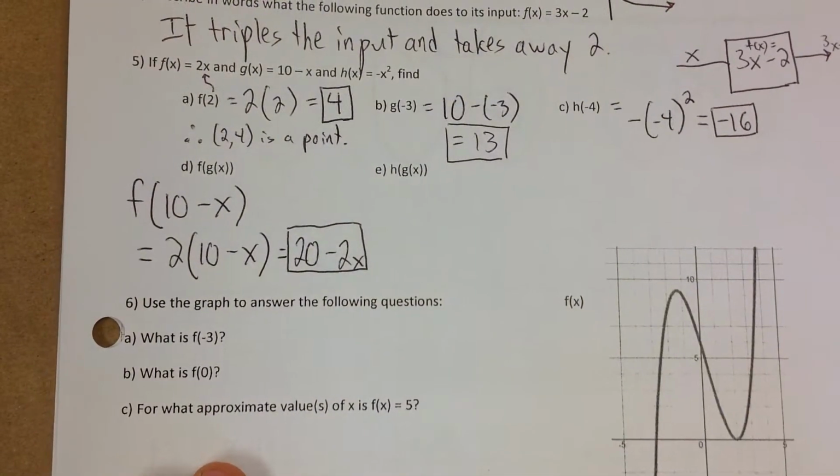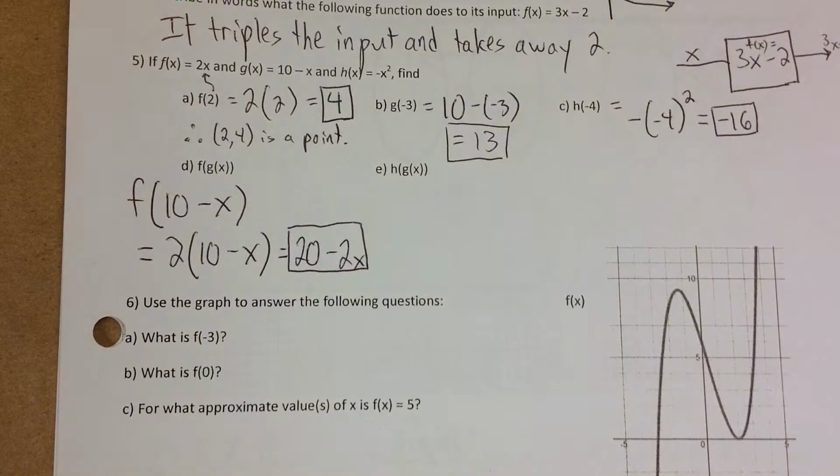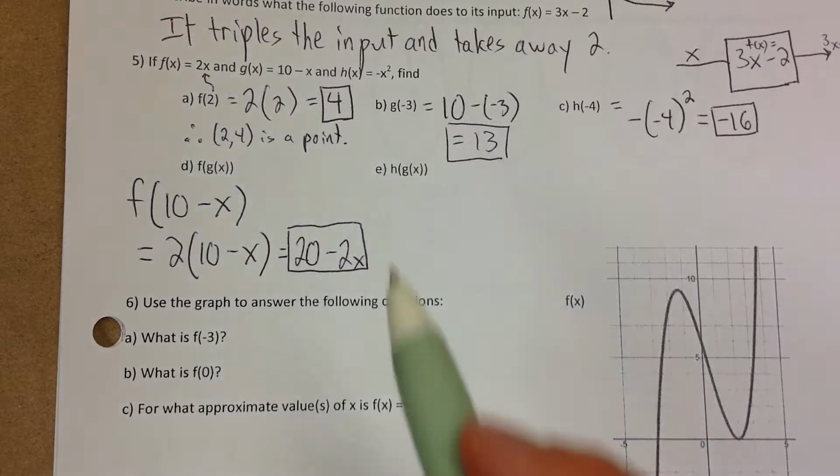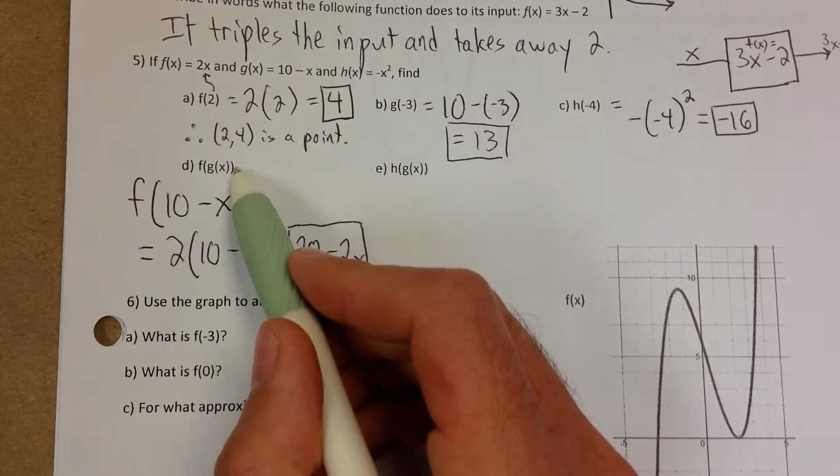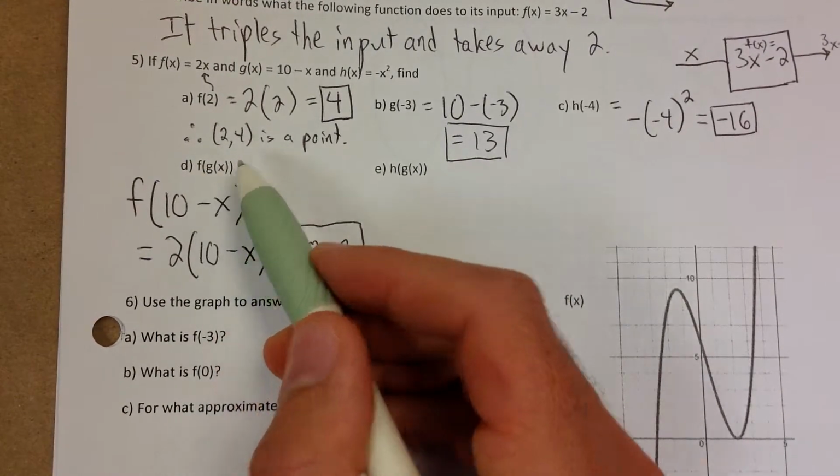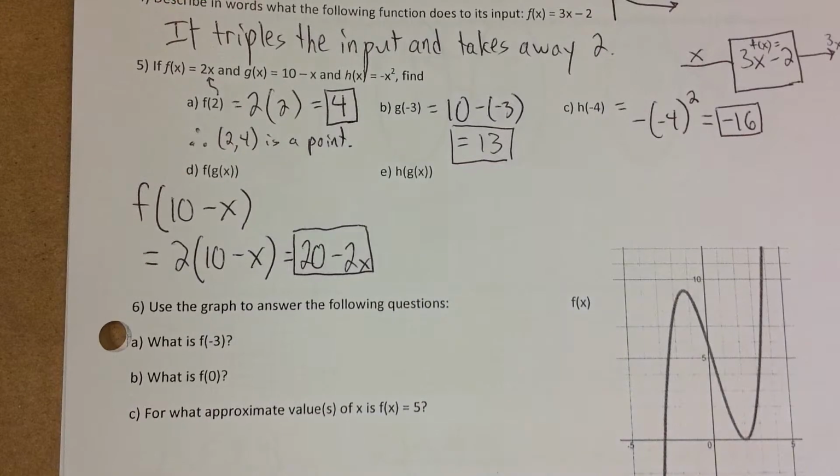How come we don't solve for x? We're not asked to solve for anything here. Like, you don't see an equal sign in any of these problems, right? So there's no solving, we're just evaluating and simplifying.